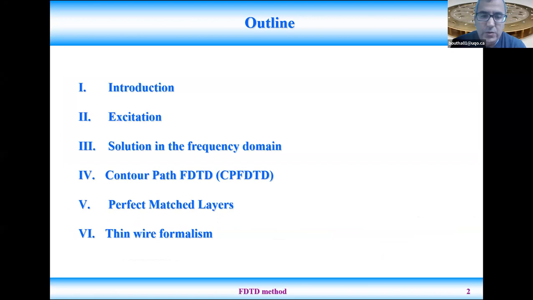previously we saw how we can resolve Maxwell equation in FDTD. But we didn't see how to introduce excitation. So here we will see how to do an excitation. Then we will see how to get the solution in frequency domain. After that, we talk about the contour path FDTD or CPFDTD, perfect matched layers, and then thin wire formalism.